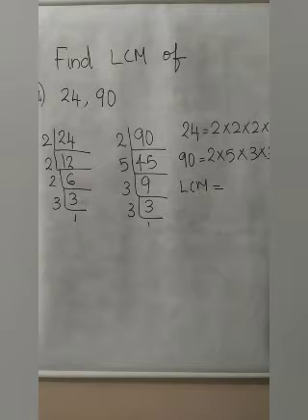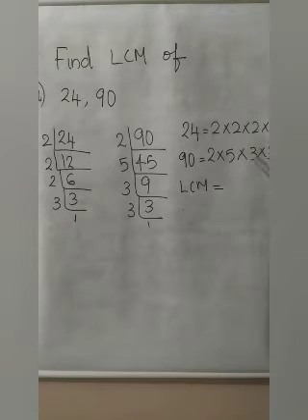So first, which all numbers are here? We have 2, 5 and 3. Isn't it? We need to take the highest number of times 2 is coming. For example, here 2 how many times coming? 2 we are having 3 times. Here how many times? Only 1 time. So which is greater? 1 time or 3 times? 3 times. So that we need to take.